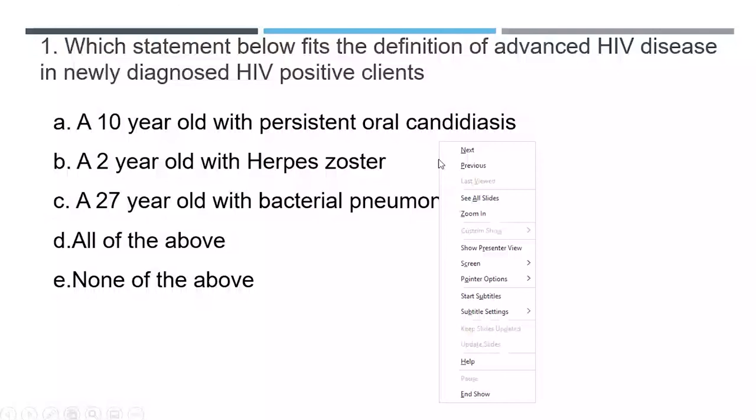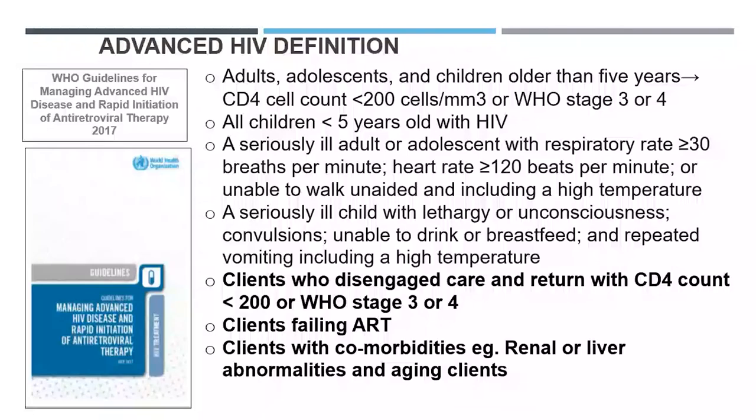And then your seriously ill HIV positive clients. Those who are coming in, your emergency clients, whether it's an adult, an adolescent, or a child. So you're looking for your danger signs amongst your adults when they come through, and your danger signs, particularly amongst your children when they come through.